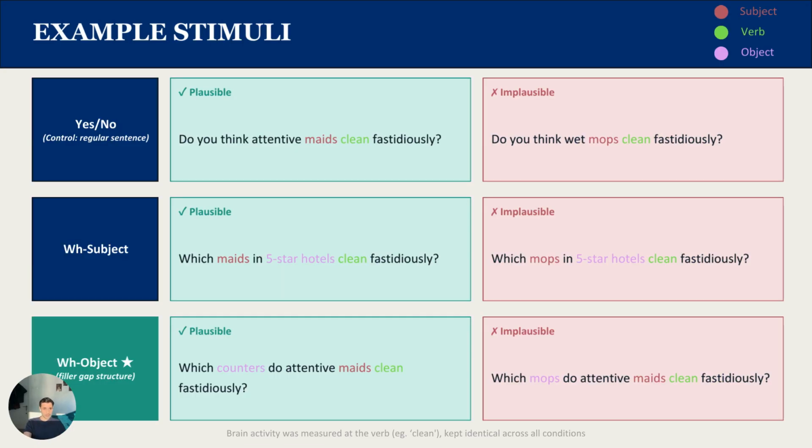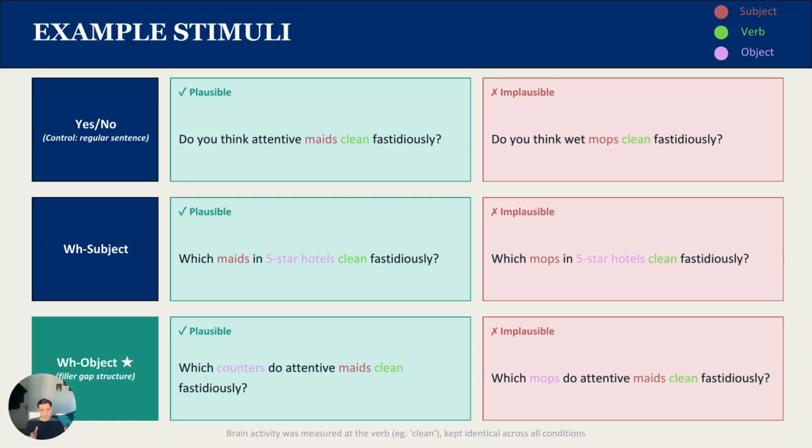Now, the 3 types of sentences are: number 1, the yes and no, which is the control; number 2, the W subject; number 3, W object. In the W subject, the verb and the object are right next to each other. However, the main manipulation in the W object, which is also the filler gap dependency, is that the object and the verb are much further apart.